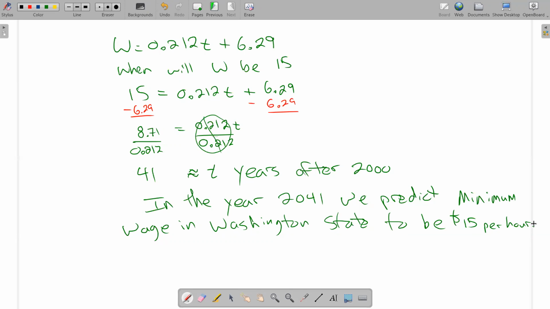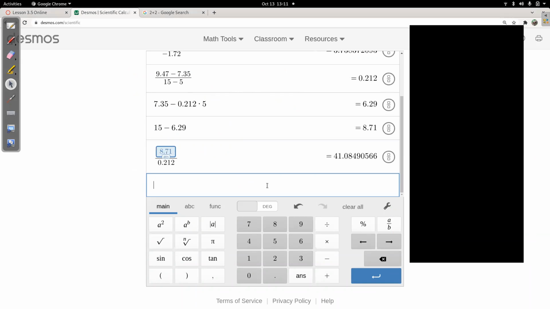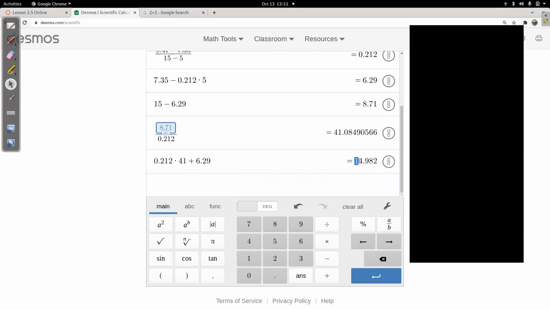So my calculation came out to 41. I could double check that by plugging back in. Let's double check. My equation was 0.212 times whatever number of years I plug in. I want to plug in 41. And then we had a y-intercept of 6.29. And that should give me about 15. Now, notice it's not exactly 15. That's because I rounded this number down to 41 there. So I'm a little under, but it's close. So that checks. That's reasonable. All right, let's pause here.